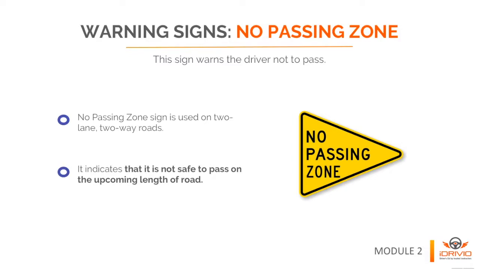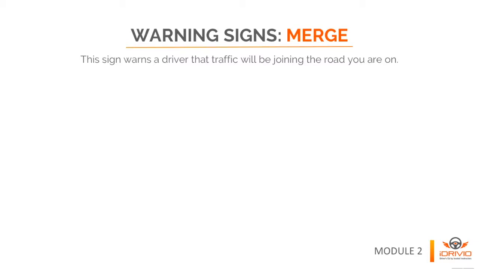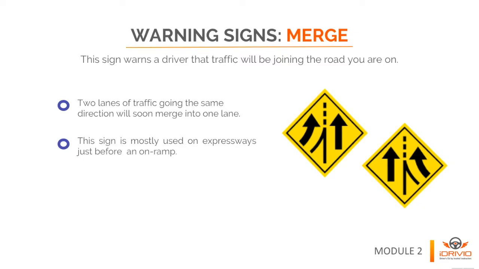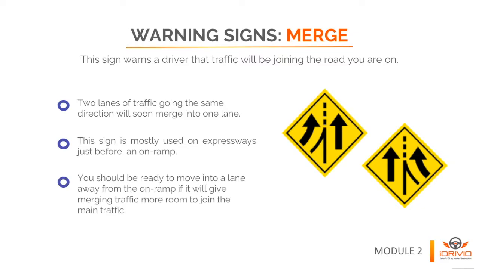The merge sign warns a driver that traffic will be joining the road that you are on. Two lanes of traffic going the same direction will soon merge into one lane. This sign is mostly used on expressways just before an on-ramp. You should be ready to move into a lane away from the on-ramp if it will give merging traffic more room to join the main traffic, or if it is safe to do so, you can slow down to let merging vehicles pull in front of you.